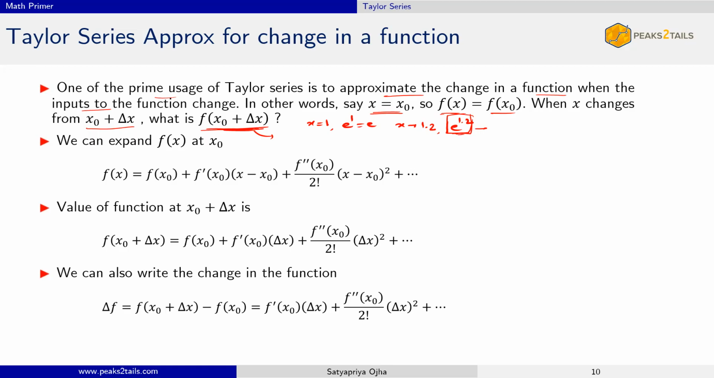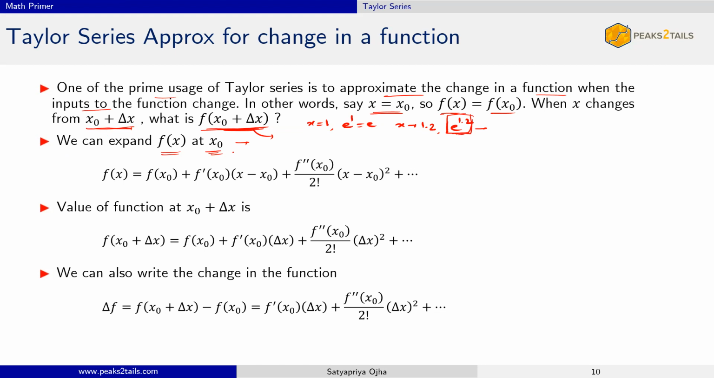Now, how do we derive an expression for change in the value of the function? So let's expand f of x at x equal to 0. This is important because we are trying to approximate the changes around x equal to x0. So it makes sense to first write the expansion around x0, not at x equal to 0, but at x equal to x0. So here k is x0.